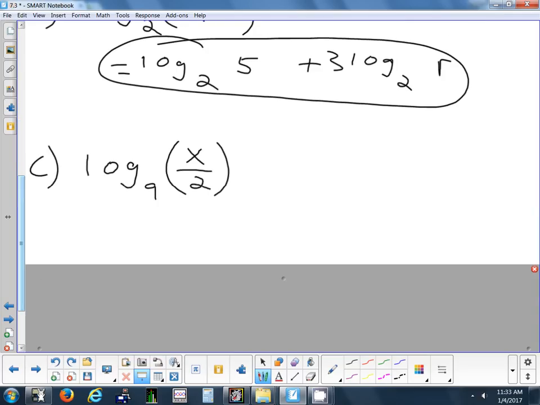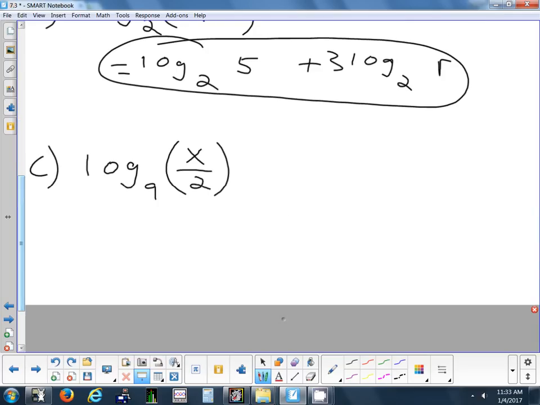All right. So let's try log base 9 of x divided by 2. Okay, take like 20 seconds and see if you can split that one up on your own.